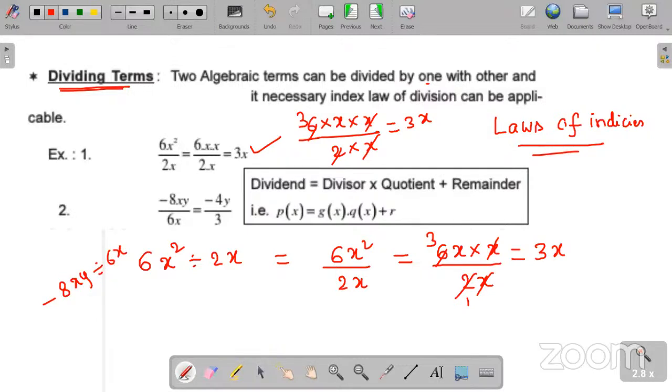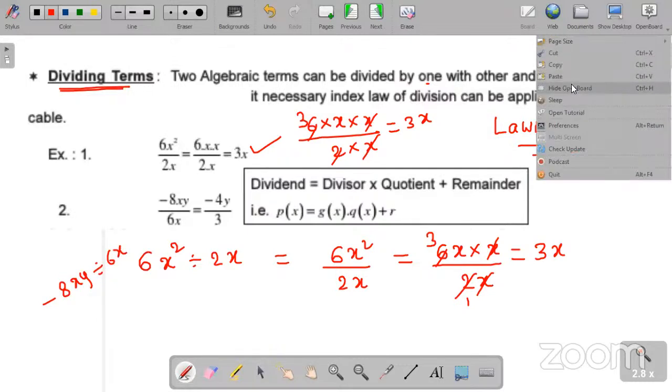What is your answer? You chart yourself.